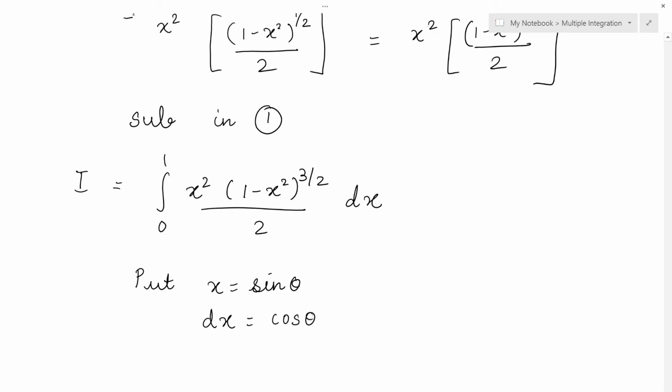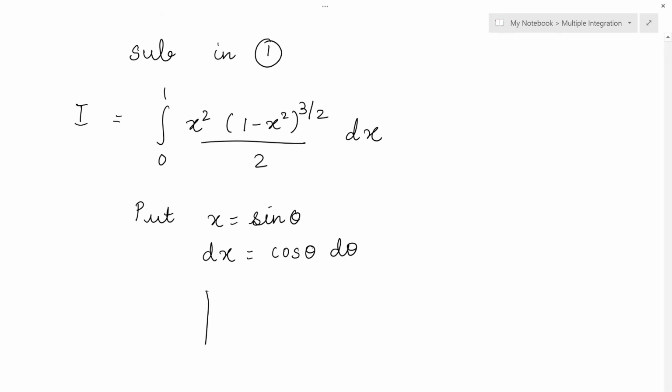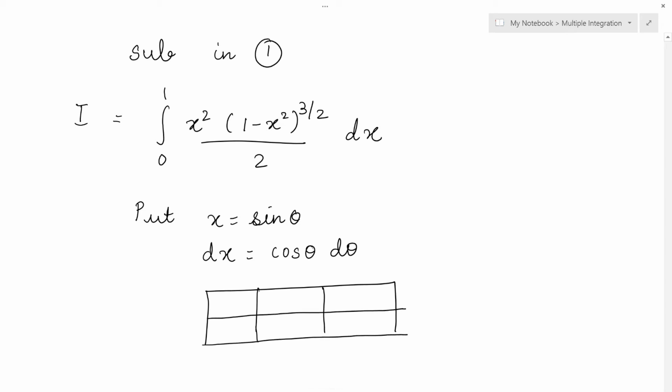Okay, so dx will be cos theta d theta. Now the variable has changed, so we need to change the limits of integration as well. Since the variable changes, the limits of integration also change. So let us write the old limits. What are the old limits? If the variable was x, the limits are 0 to 1. Now the variable is theta. How to find the new limits? These limits we will substitute over here.